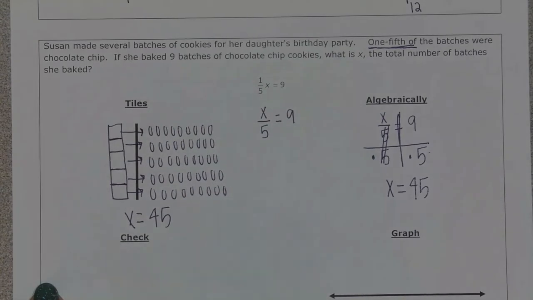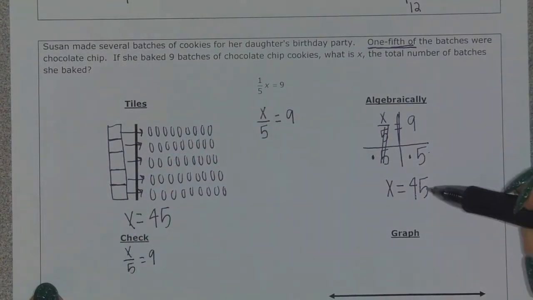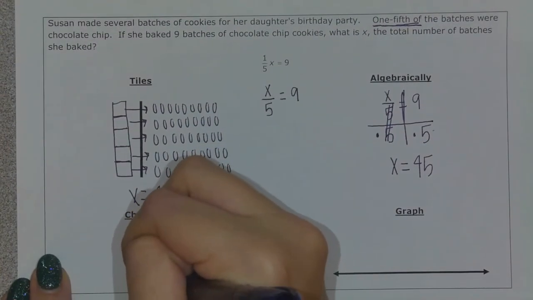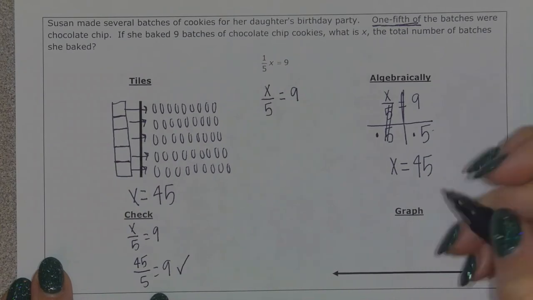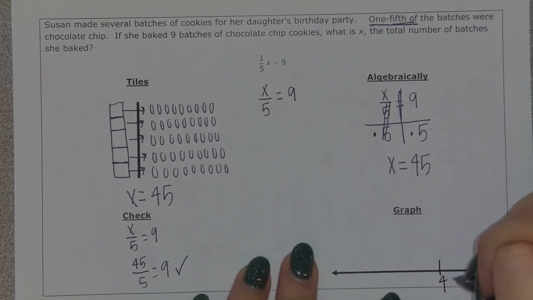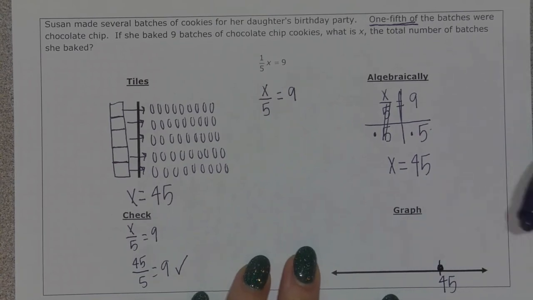To check, I'm going to rewrite my problem. X divided by 5 equals 9. I'm going to plug in what I think x is. So 45 divided by 5 equals 9. That is true, so it gets a check. And last but not least, for the graph, I'm going to put one single line because it is a whole number. Label it as 45 and put a dot. Let's do one more together.